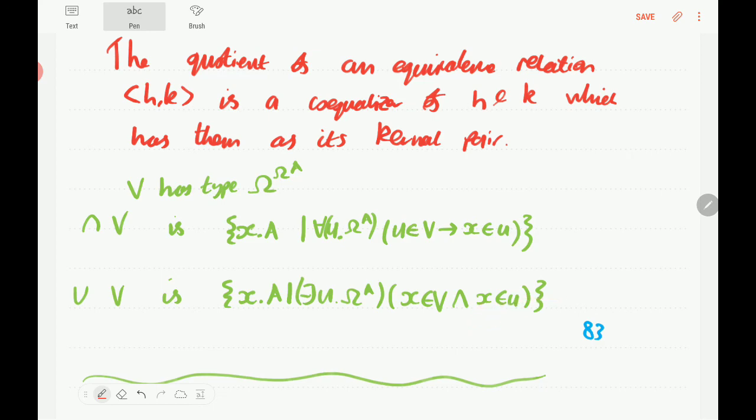And you can see that on page 83 of J.L. Bell's Toposes and Local Set Theories. So that's it.